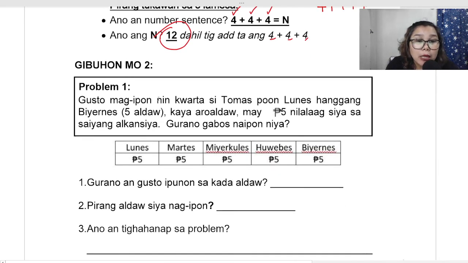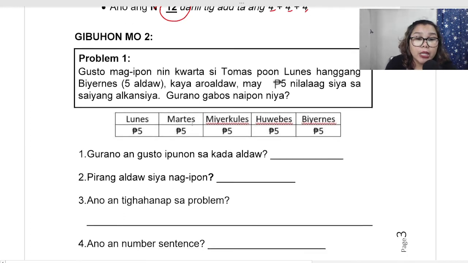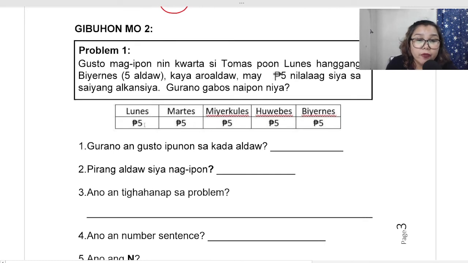Tomas wants to save coins from Monday to Friday, for 5 days. He wants to save money. So every day, he puts 5 pesos in his piggy bank. That's why for every day, he would keep 5 pesos. How much are his savings in all, in those 5 days? I provided a table. Monday, 5 pesos. Tuesday, 5 pesos. Wednesday, another 5 pesos. Thursday, 5 pesos. And also Friday, 5 pesos.